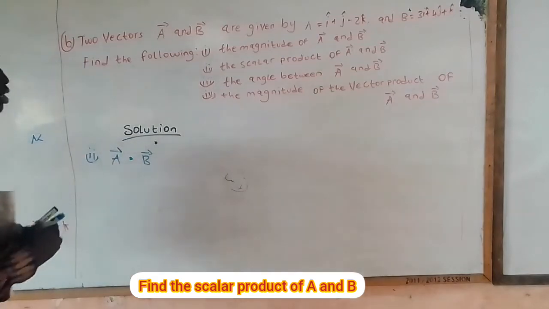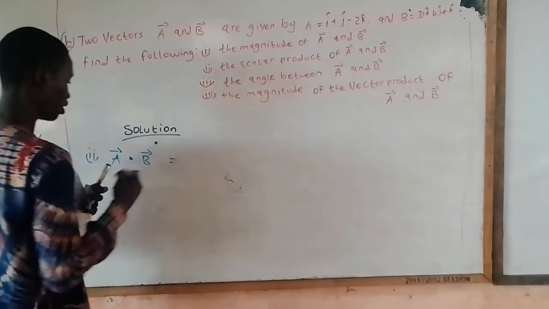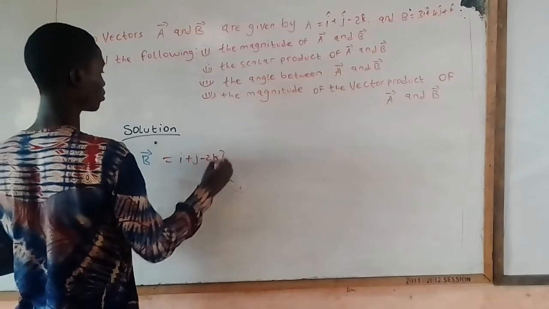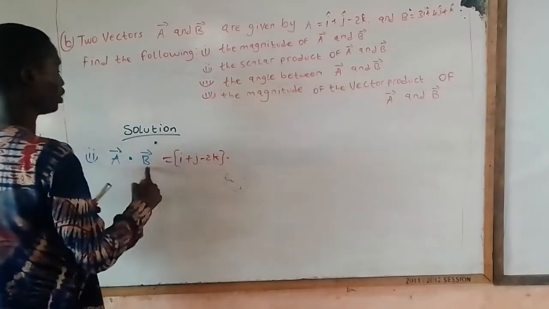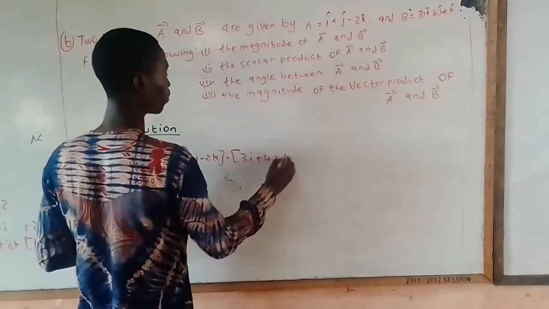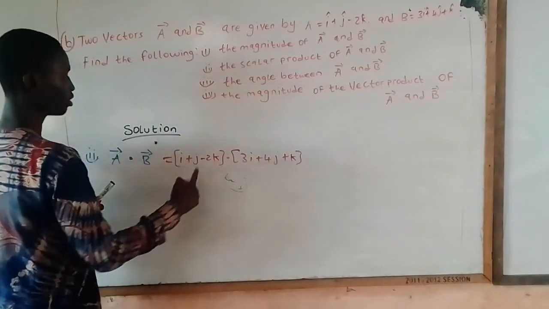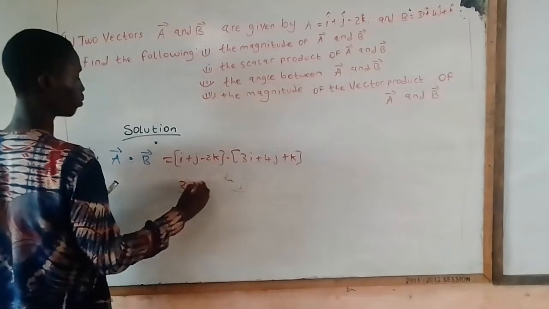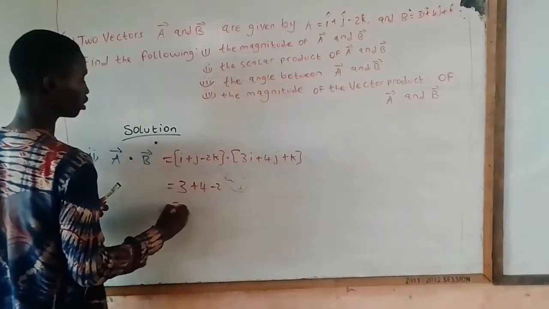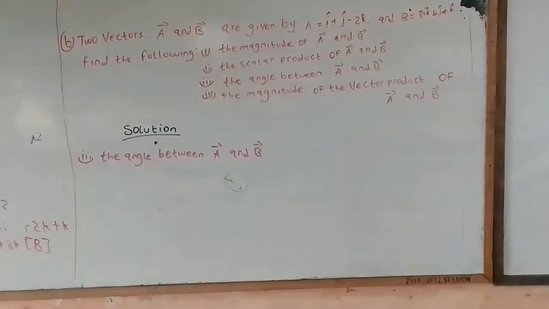A dot B. So A dot B, what is A? A will be I plus J minus 2K, dot product of B, which is going to be 3I plus 4J plus K. Solving this, I times 3I will be 3. 4 times 4J plus 4, minus 2K times K gives us minus 2. So 3 plus 4 minus 2 will give us 5. If you don't know this very well, watch my previous video.